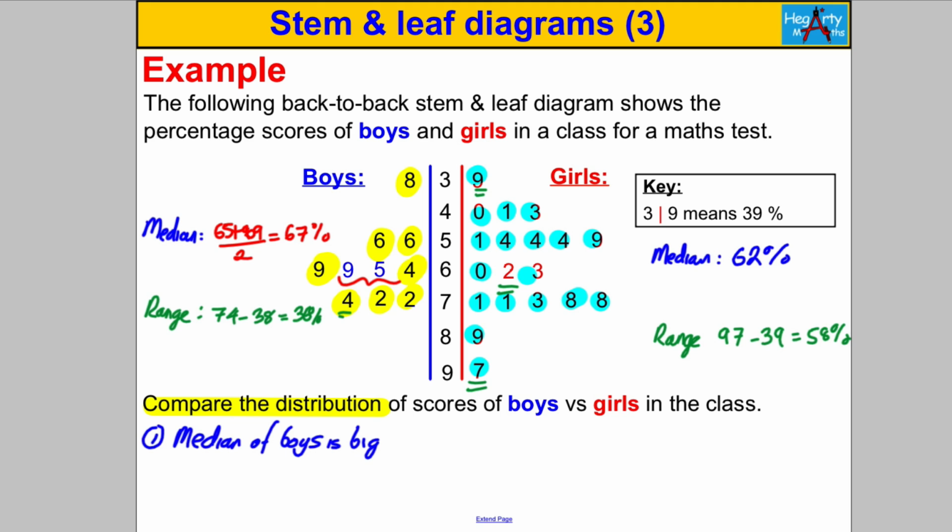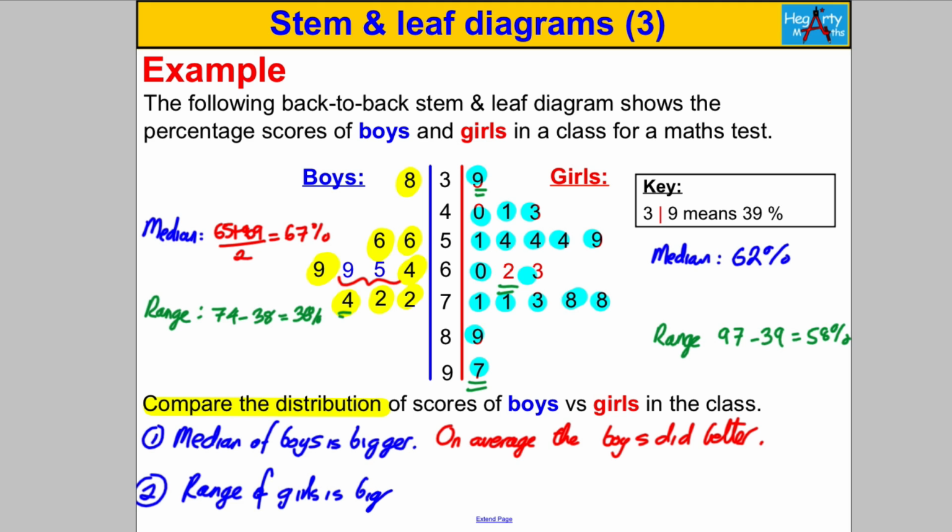And then you've got to just put that in context and say what that means. And I'll write that in a different color. It means on average the boys did better than the girls. Okay, like that. And secondly, you've got to make a comment about the range. We've got the range in this statement. So whose range is bigger or smaller? You've just got to make a comment. The range of the girls is bigger. So we can state that.